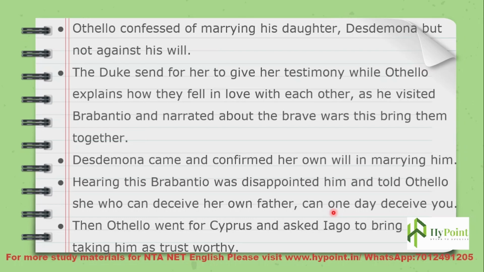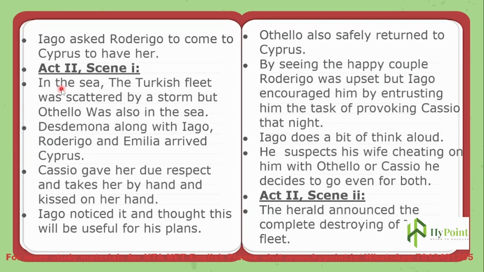Then Othello went for Cyprus. He never paid much attention to Brabantio's words. Othello went for Cyprus and asked Iago to bring her there, taking him as trustworthy. Now Rodrigo is there as a disappointed suitor to Desdemona, so Iago asked Rodrigo also to come to Cyprus to have her. Now Act 1 ends.